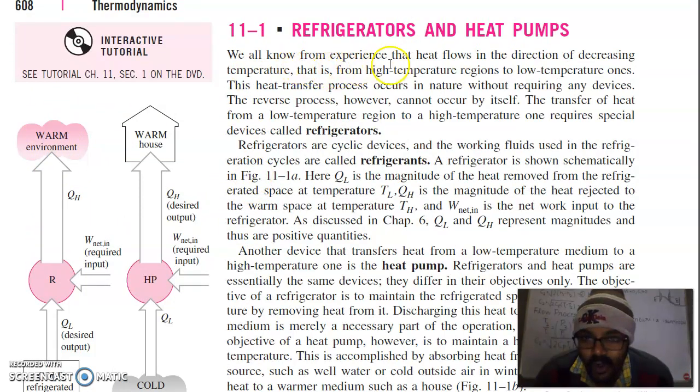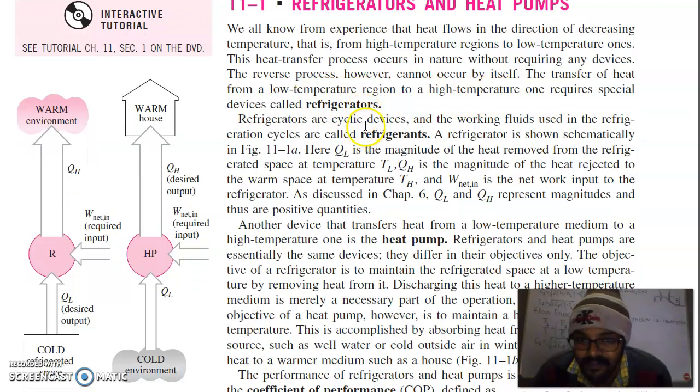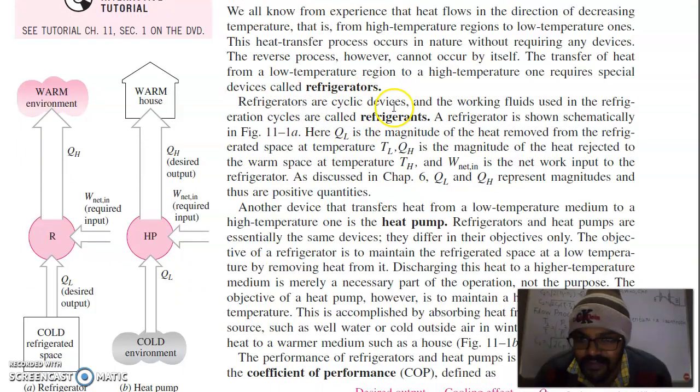We all know from experience that heat flows in the direction of decreasing temperature, that is, from high temperature regions to low temperature ones. This heat transfer process occurs in nature without requiring any device. The reverse process, however, cannot occur by itself. The transfer of heat from a low temperature region to a high temperature one requires special devices called refrigerators. Refrigerators are cyclic devices, and the working fluids used in refrigeration cycles are called refrigerants. A refrigerator is shown schematically in the figure here.